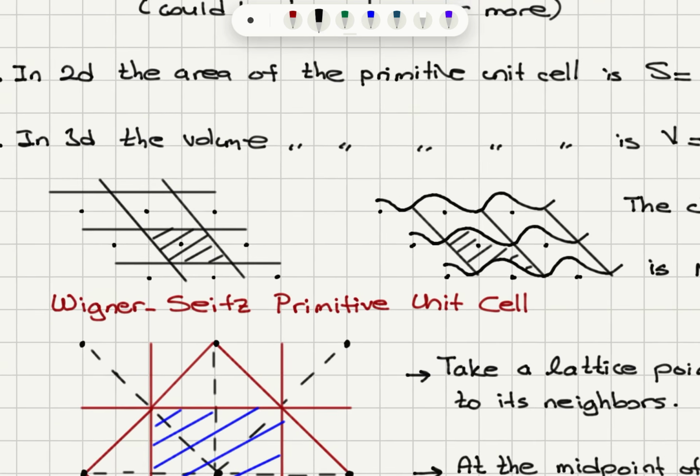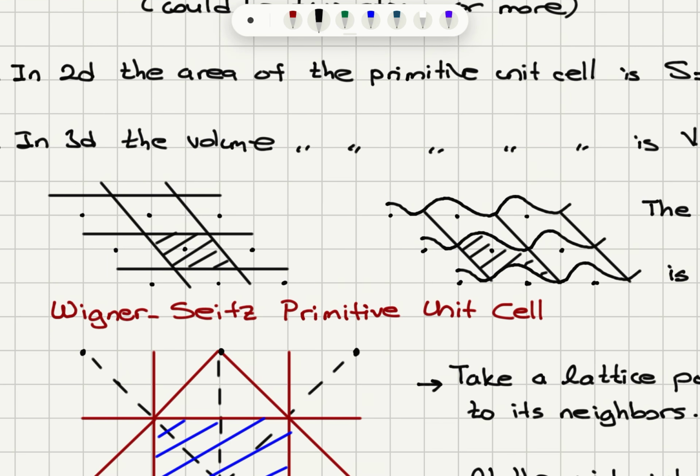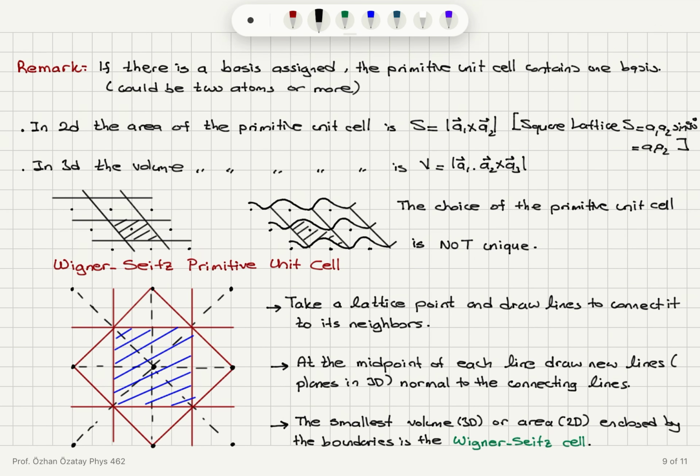So that's the volume of the parallelepiped, basically. And as you can see here, I have an oblique lattice. I can choose primitive unit cells in different ways. So this choice of the primitive unit cell is not unique either, and that's because the choice of the primitive lattice translation vectors was not unique. So if it is not unique, is there any scheme to obtain a primitive unit cell for a given lattice structure? The answer is yes.